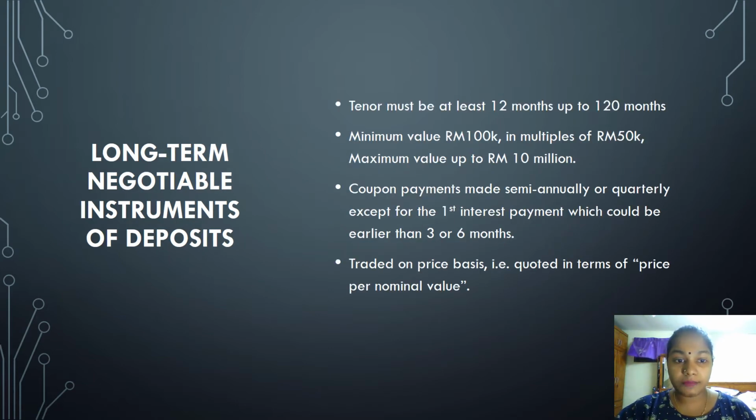Next is the long-term negotiable instrument of deposit. Tenor must be at least 12 months up to 120 months. Minimum value RM100k in multiples of RM50k. Maximum value up to RM10 million. Coupon payments are made semi-annually or quarterly, except for the first interest payment, which could be earlier than 3 or 6 months. Traded on price basis, quoted in terms of price per nominal value.